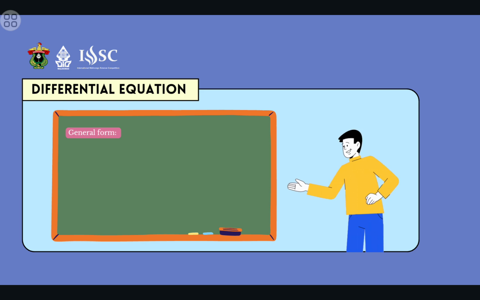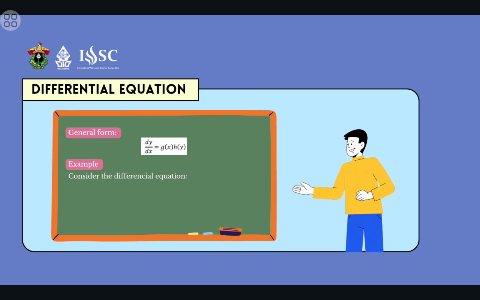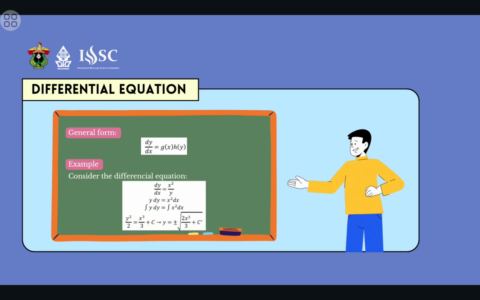Now, the separable differential equation has a general form like this. For example, consider the differential equation like this. If we manipulate the form and integrate both sides, we will have y squared over 2 is equal to x cubed over 3 plus c. And manipulating this, we will have y is equal to plus or minus the square root of 2x cubed over 3 plus c', where c' is the integration constant.